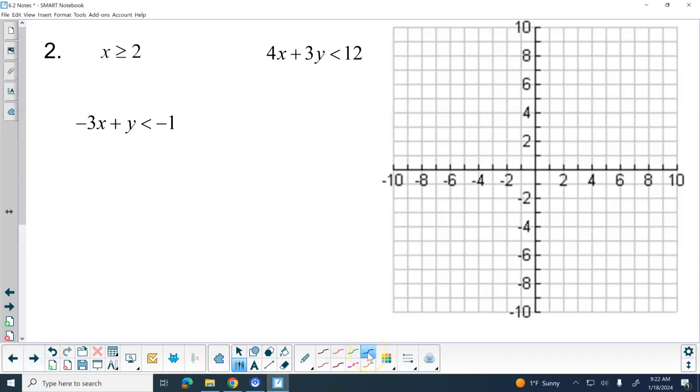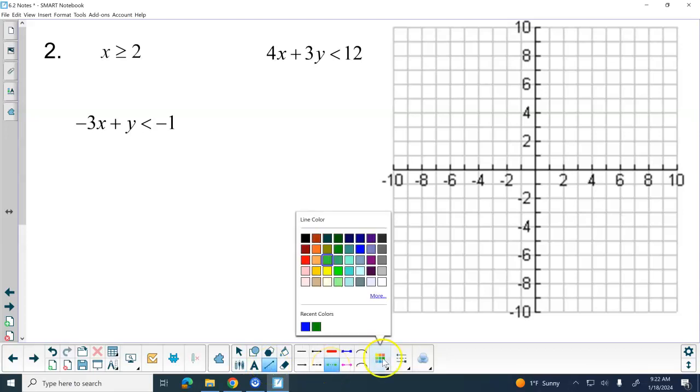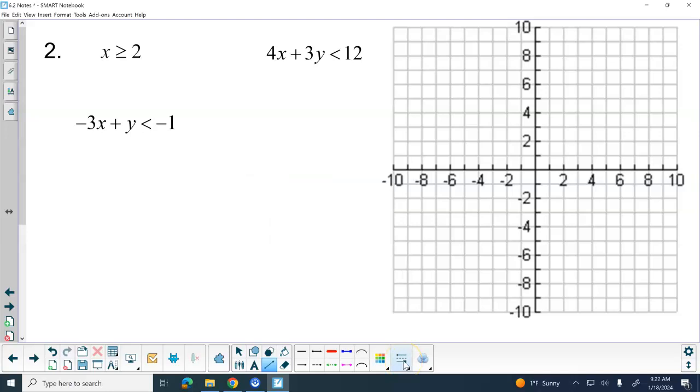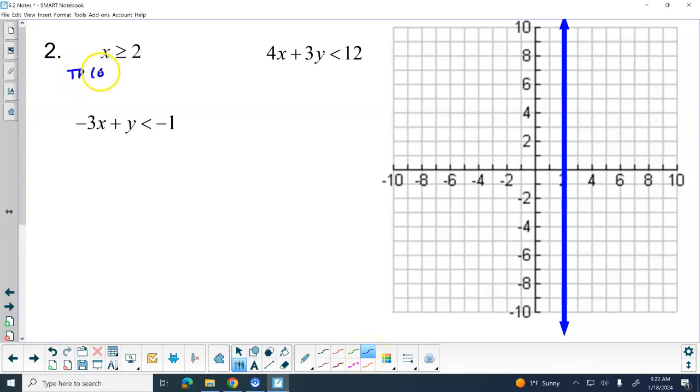So we got x is greater than or equal to 2. That's going to be a solid line, and that's going to go right there. My test point, I can still use the origin here. That's going to be 0 greater than or equal to 2, and that is false. So that means that I am going to shade right of that line. Agree with me so far on that one?